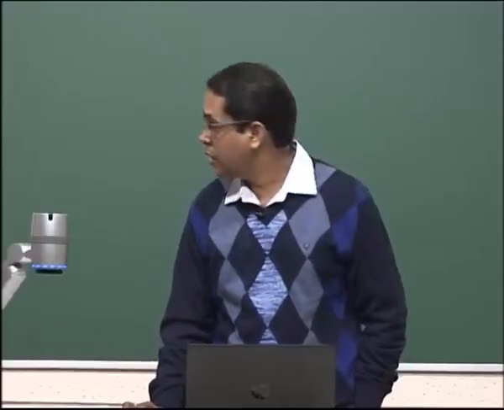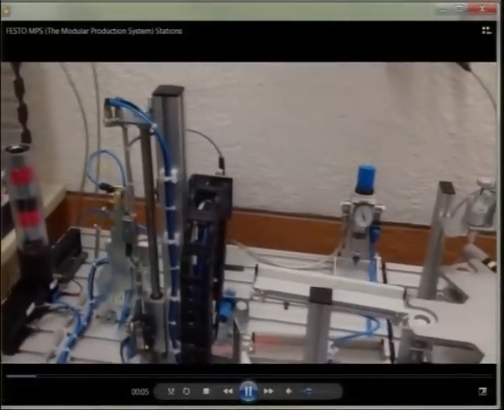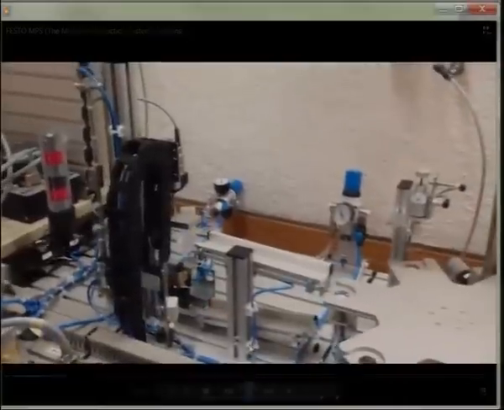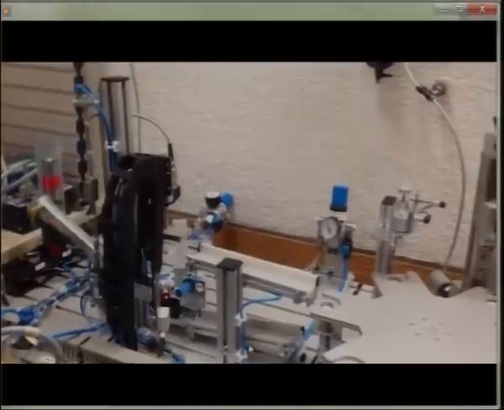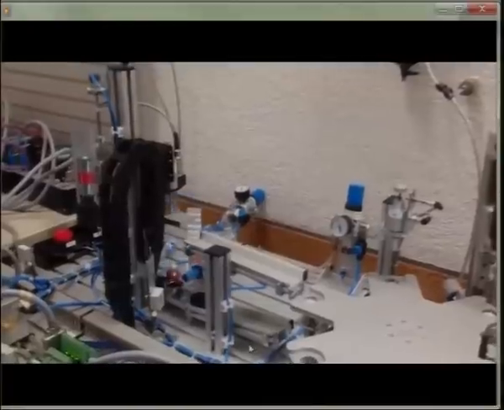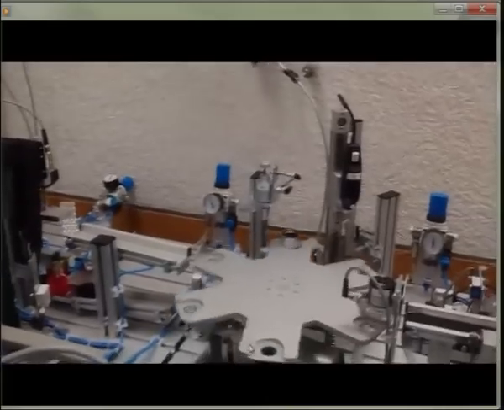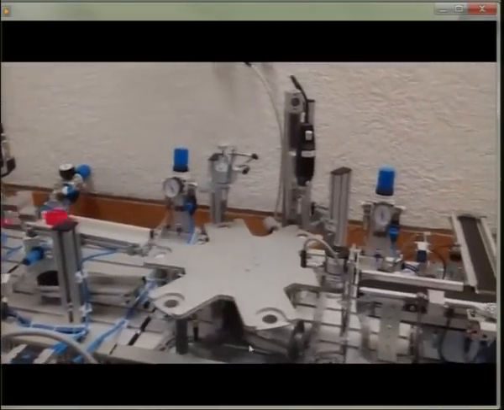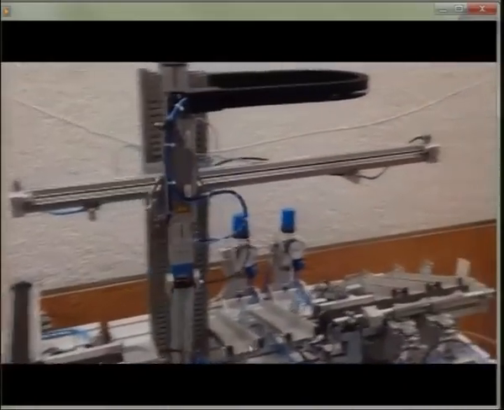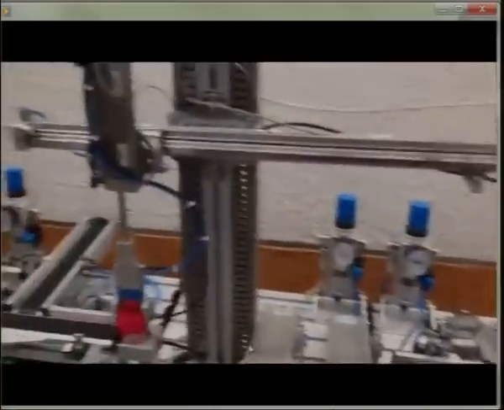Next, I just want to show a more modular processing station. You can just have a look at this also. Why I am showing you these videos is that these are common whenever you see manufacturing automation requirements. These are some common tasks to be performed. So please identify some of the actuators in this.